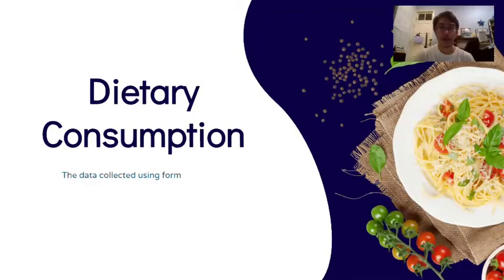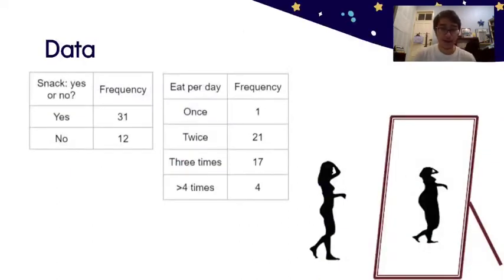Next is about dietary consumption. The data was collected the same way, using the form. So there are two questions. First is whether we eat snacks. The answer is that 31 students say yes and 12 students say no. And the second question is about how often they eat per day. The result from the data is 1 student says once, 21 students say twice, 17 students say 3 times, and 4 students say more than 4 times.